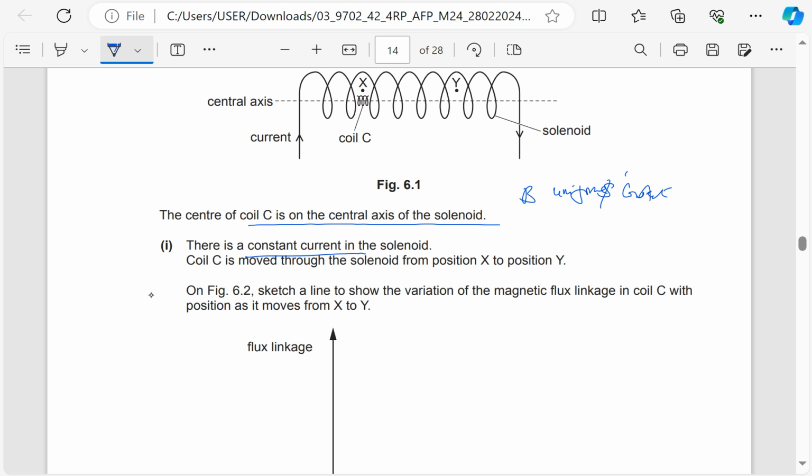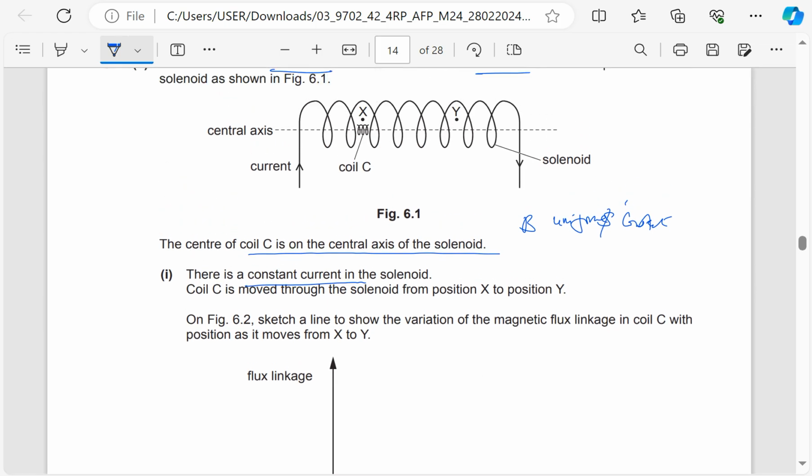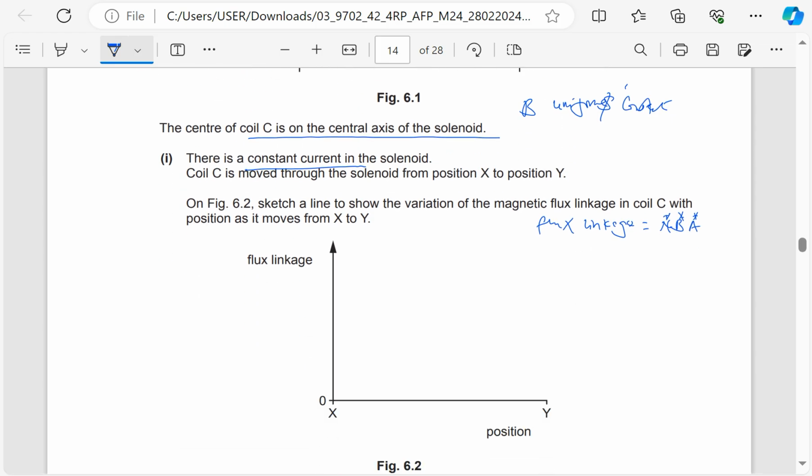On the figure, sketch the line to show the variation of the magnetic flux linkage in coil C with position as it moves from X to Y. Of course, we know flux linkage is equal to number of turns times B times A. The number of turns is constant, A is constant, flux density is constant, so the flux linkage is going to be constant. So I'll just draw a horizontal line.